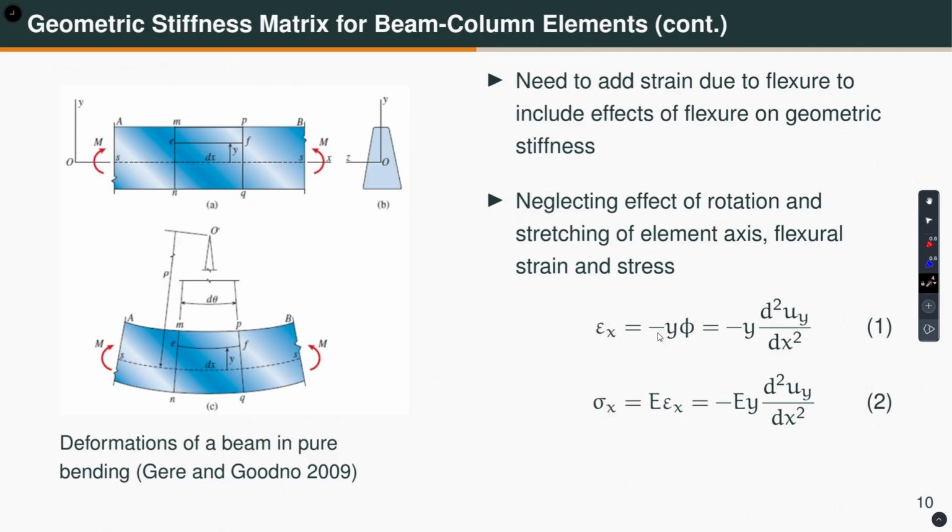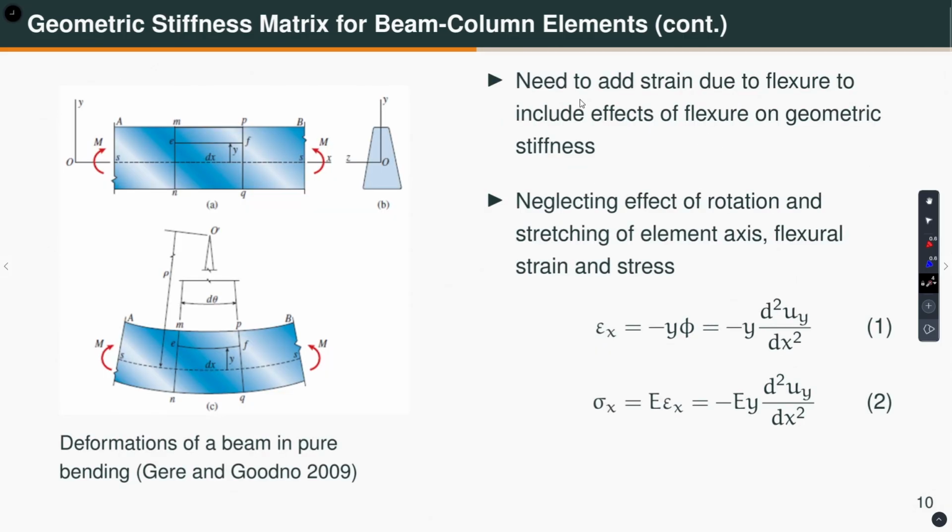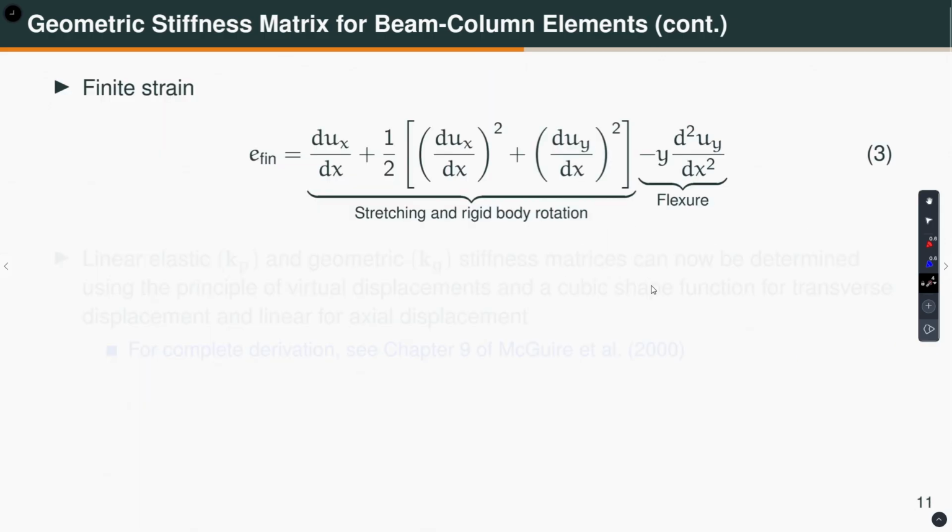Now, I will not go through the entire derivation because it is slightly mathematically involved, but you remember that the finite strain that you defined in the previous class is this when you are considering a truss element, where this is the first order strain and this is coming due to the rigid body rotation. And this is the new term that gets added, minus y d2 uy dx2, which is basically that term, right. So, now what do we have to do?